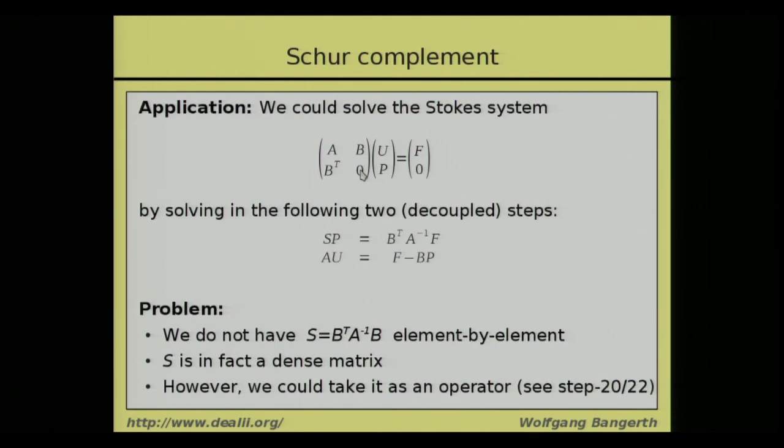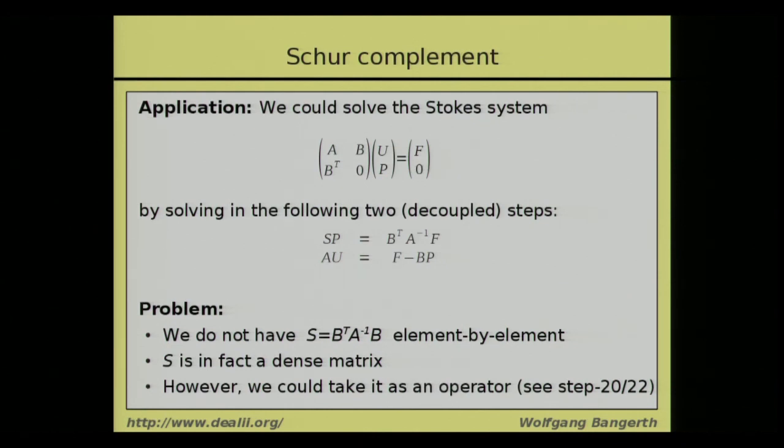So what can I do with this? So if you look at this, I ended up with two decoupled steps. I needed to solve this linear system S p equals something on the right-hand side, and if I have the pressure, I can solve for the velocity. The problem, of course, is that I don't really know S element by element, right? It contains A to the minus 1. If A is a sparse matrix, A to the minus 1 is typically still a dense matrix. So S is a dense matrix, and in particular, if I can solve A to the minus 1, then my problem is almost solved anyway. So I don't have A to the minus 1.